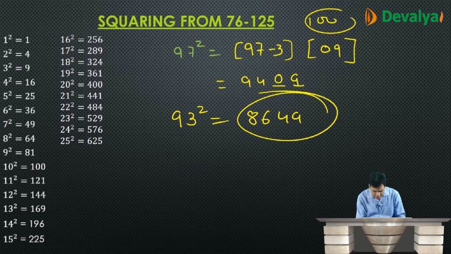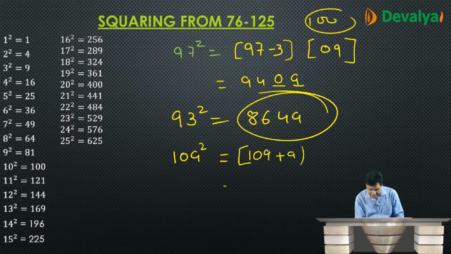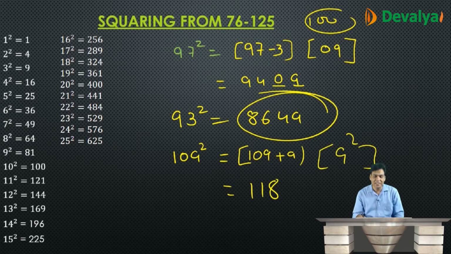For example, if I want to calculate the square of 109. What is the difference between the base and the number itself? It is a positive 9. So what do I do? I add 9 to 109. By this, I get the initial digits, that is 118. After that, for the last two digits, I calculate the square of the difference between the number and its base, that is 81. So my answer is 11881.